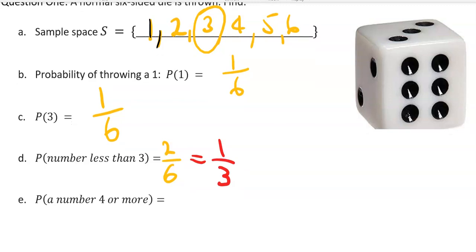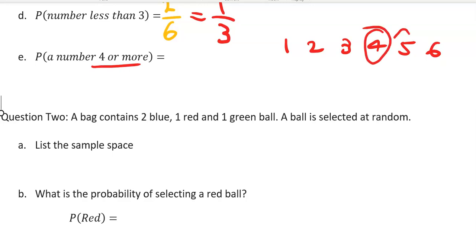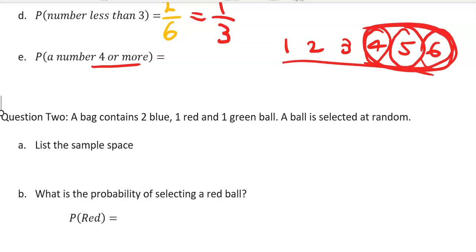Okay, E says the probability of rolling a number 4 or more. Now again, we've got our numbers, 1, 2, 3, 4, 5, and 6. How many of these are 4 or more? Well, 4 is 4 or more, 5 is also 4 or more, and 6 is 4 or more. So I've got 3 numbers that are 4 or more out of 6 in total. Again, we need to simplify. 3 and 6 are both divisible by 3, so we're going to divide top and bottom by 3. How many 3s go into 3? How many 3s go into 6?